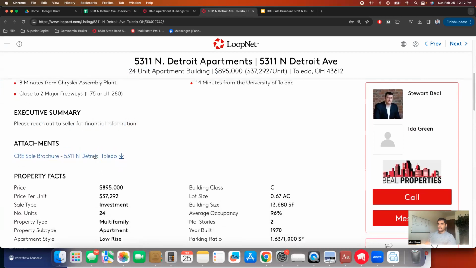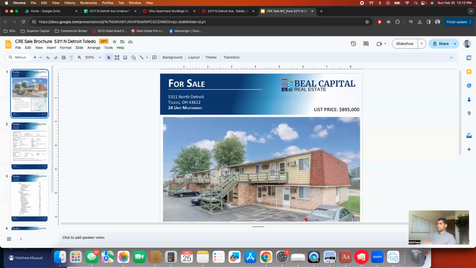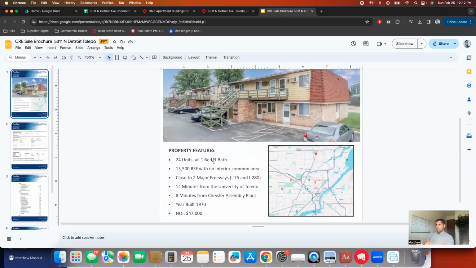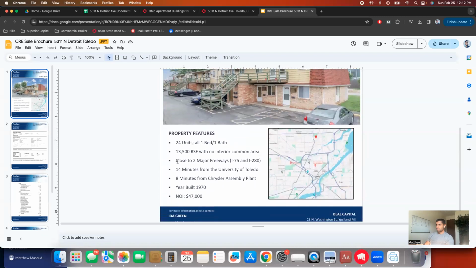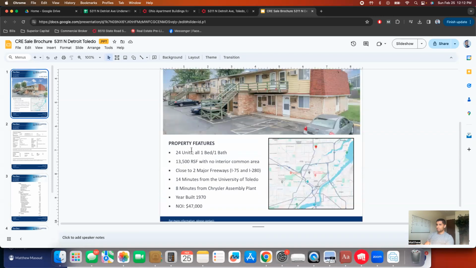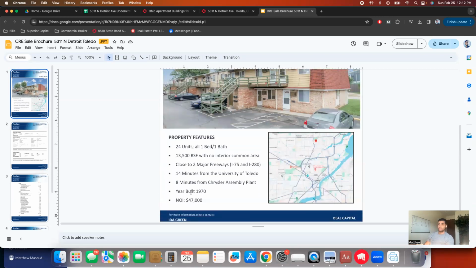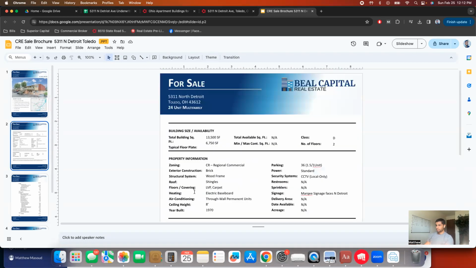So let's see what we got here. They did attach a brochure in the form of a presentation, which I have here. So we'll just go over the property high level, and then we'll deep dive into the underwriting. 5311 North Detroit, 24 units. They're all one bedroom, one bath. Okay, built 1970, and the NOI is 47,000, which is super low. So I'm trying to see, is it vacancy? Is it below market rents? Are their expenses too high? But instantly I know, and this is more from experience than anything else, that a 47,000 NOI on a 24 unit is extremely low. So let's figure out what's going on here.